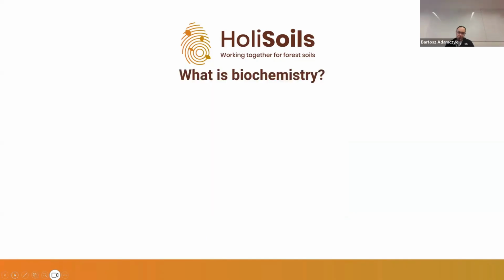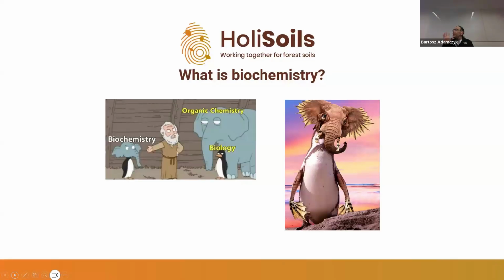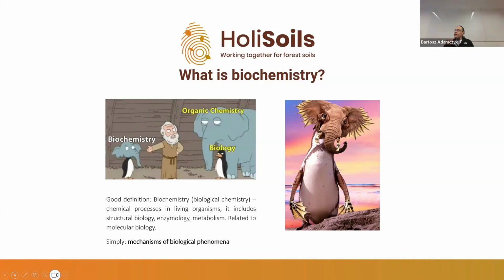Next, please. So what is biochemistry? As you can see, it's something like a child between organic chemistry and biology. So on the left, you can see biochemistry, but in practice, it's even more complicated. It looks more like this. So a good definition of biochemistry is just the mechanisms or all chemical processes in living organisms. It includes structural biology, enzymology, metabolism. It is related to molecular biology. So these are just the mechanisms of biological phenomena.